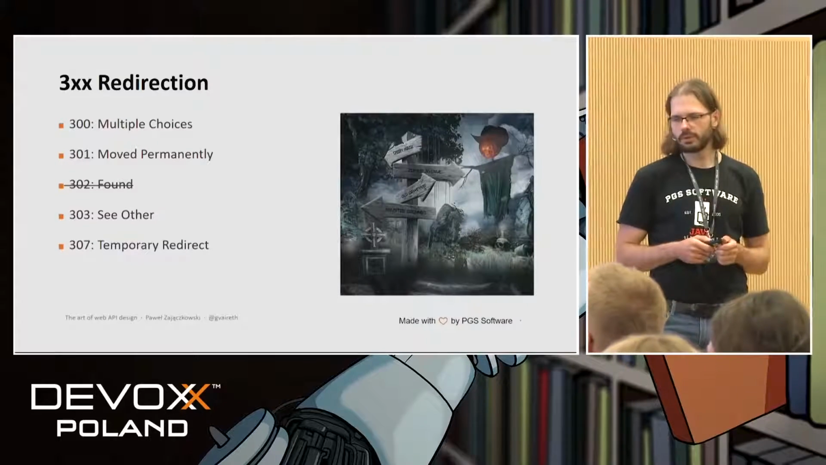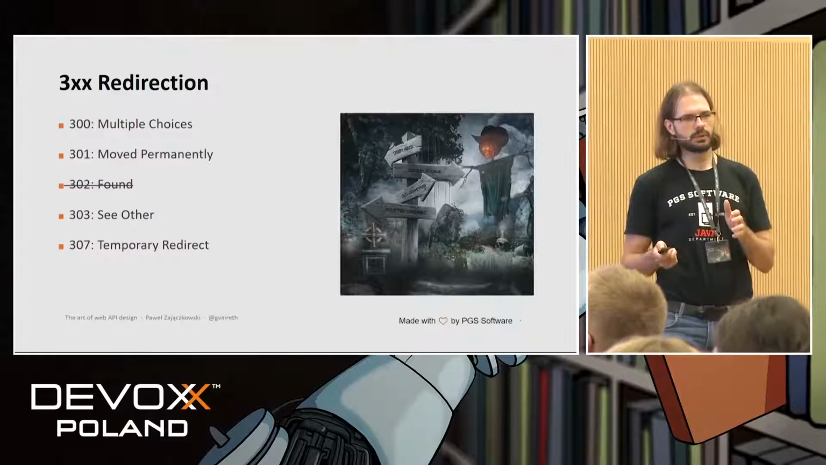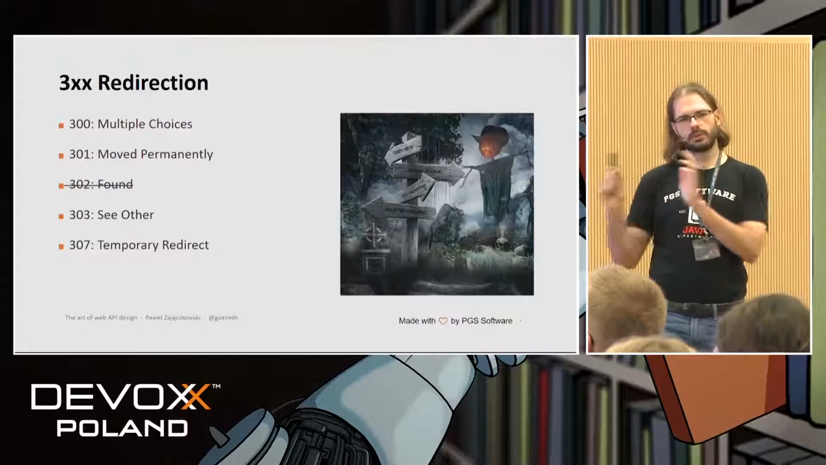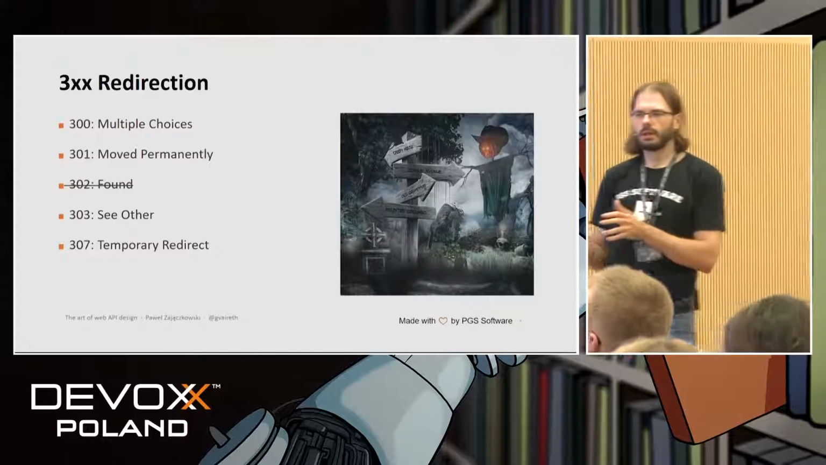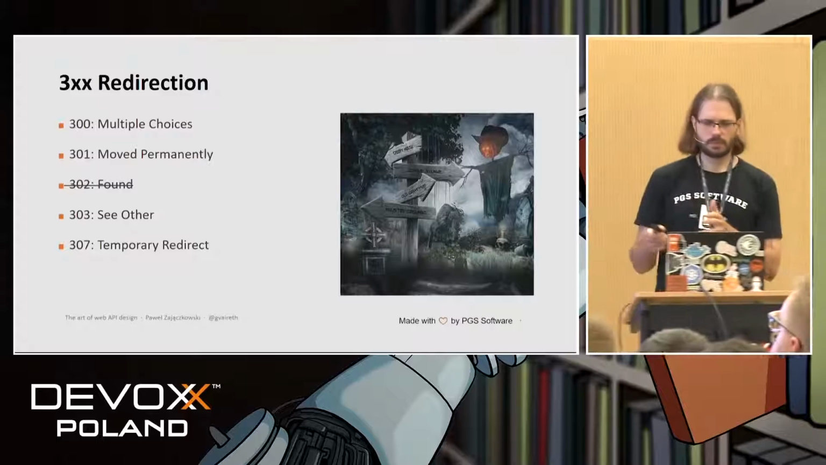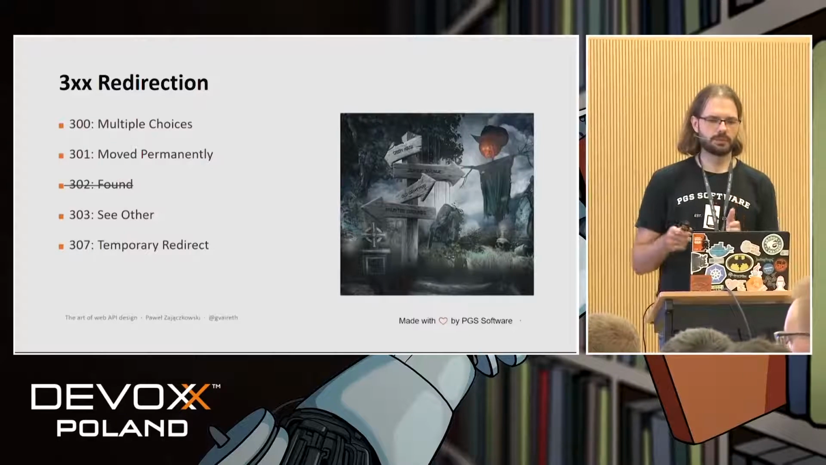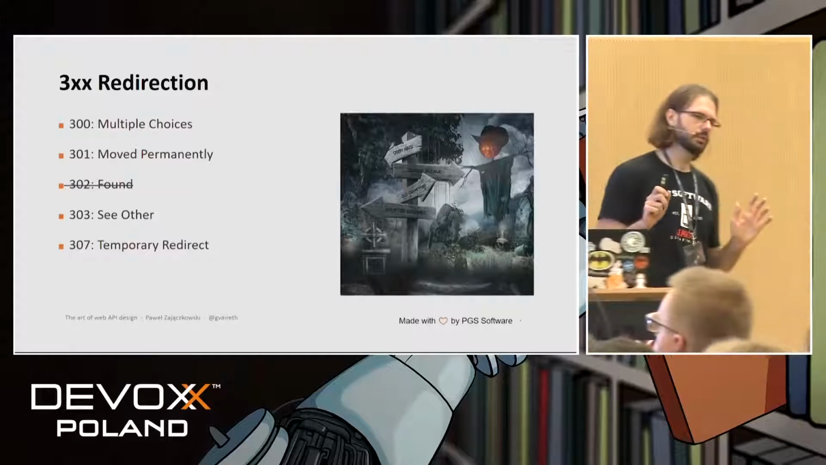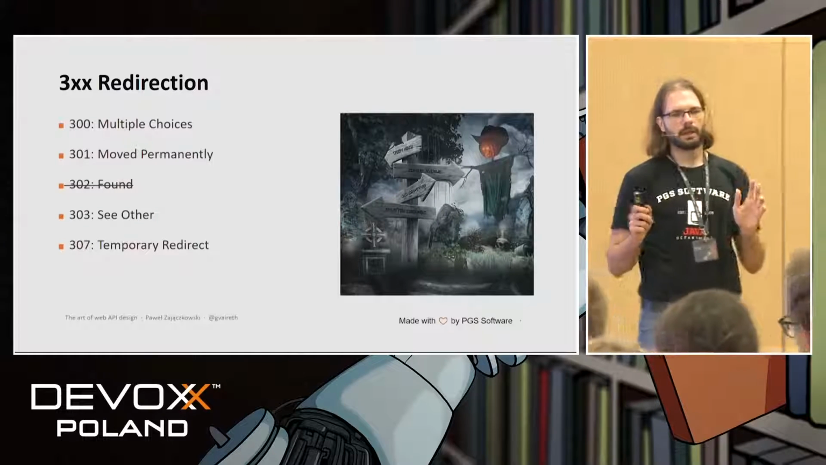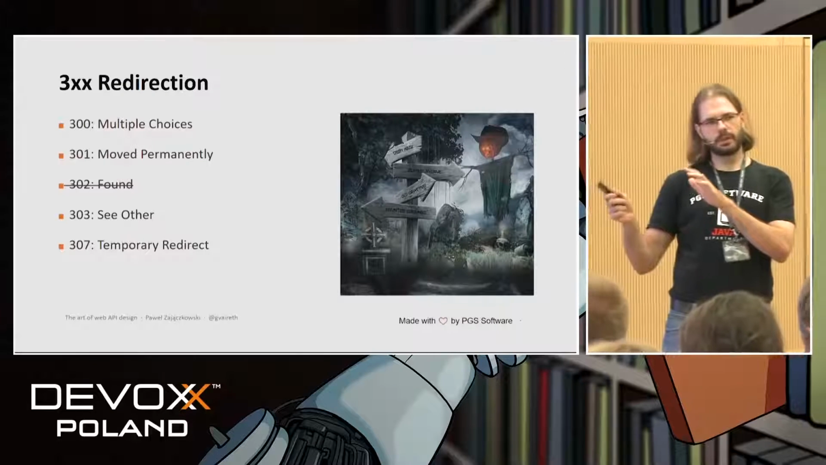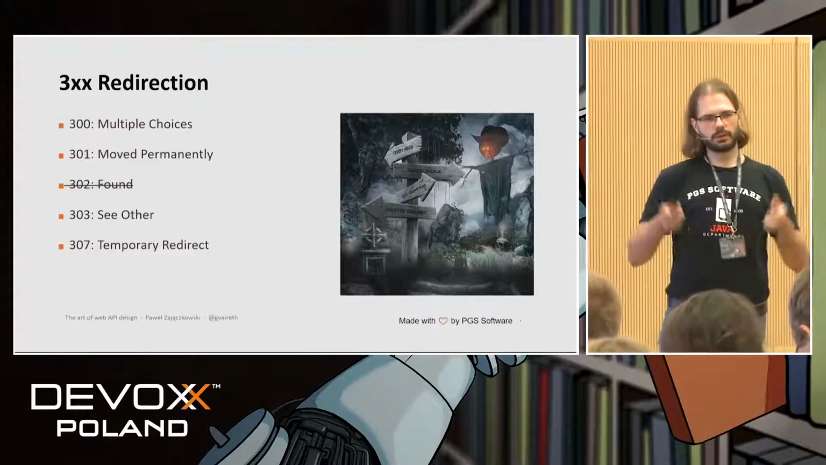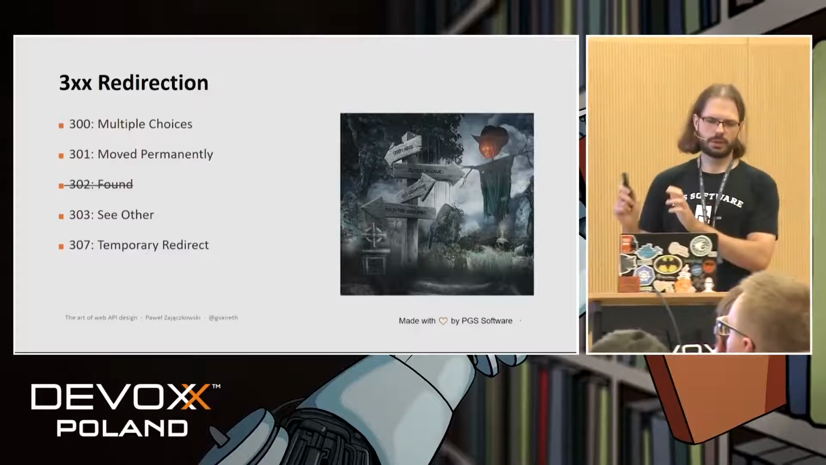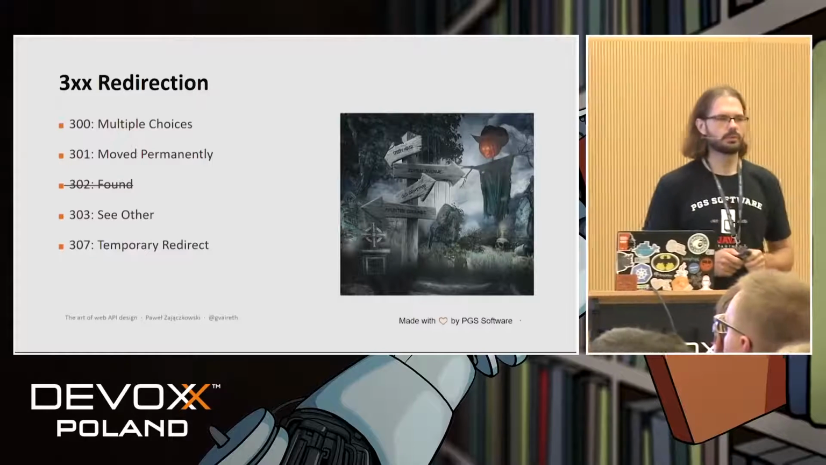So what are those? 307, temporary redirect, means the address changed temporarily, and please use the same method that you did before. So I do a POST on the server, and if I get 307, it means redirect and use POST again, I did nothing for you. On the other hand, 303 means go to another place, but use GET to retrieve results. So basically, I got the request, I got some processing, and I have results for you, and they are somewhere else, but use GET to retrieve that.